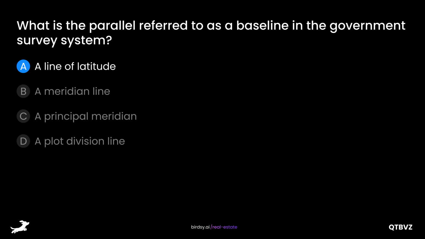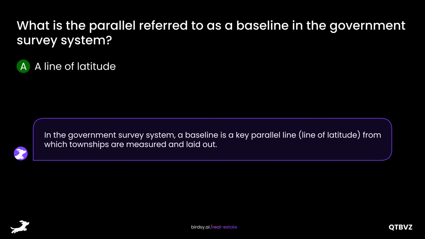What is the parallel referred to as a baseline in the government survey system? Is it A, a line of latitude, B, a meridian line, C, a principal meridian, or D, a plot division line? The answer is A, a line of latitude. In the government survey system, a baseline is a key parallel line of latitude, from which townships are measured and laid out.